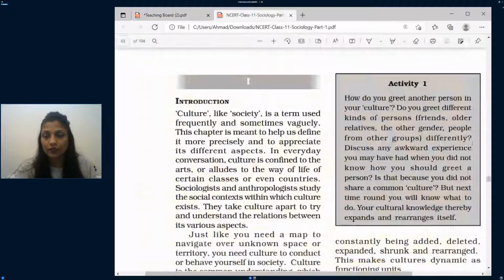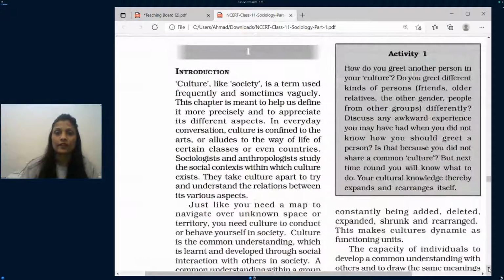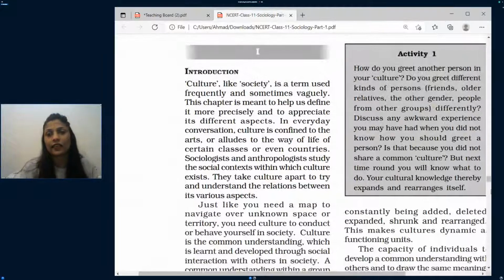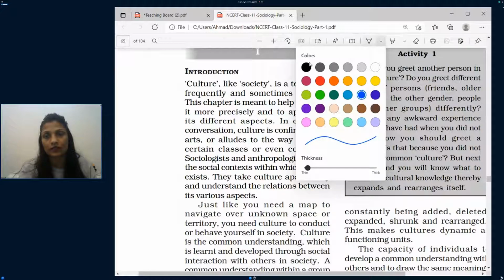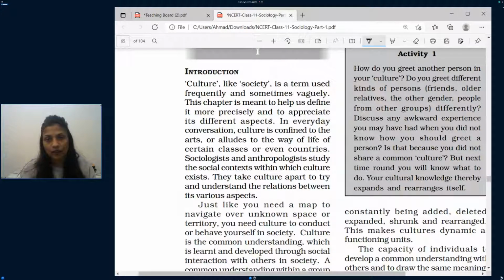So now let's just focus on our NCERT. If you see here, in everyday conversation, it seems that culture is related to dress, customs, festivals. But it is not like that. We understand culture as how people make sense out of their world. Okay?